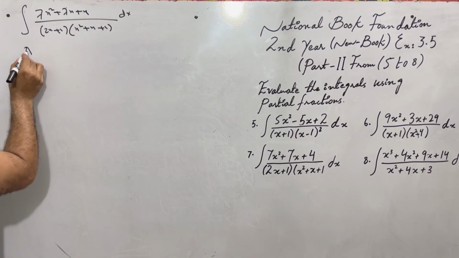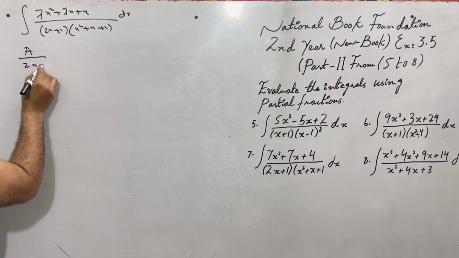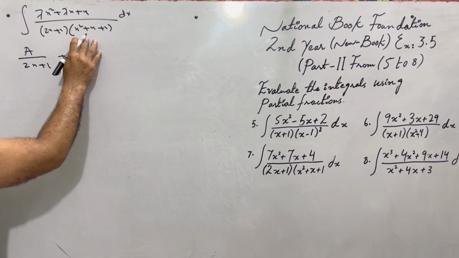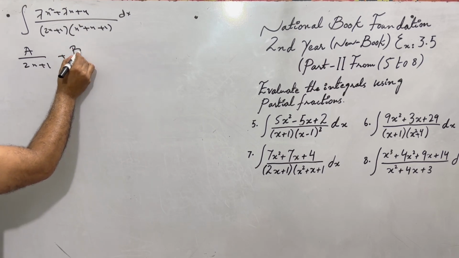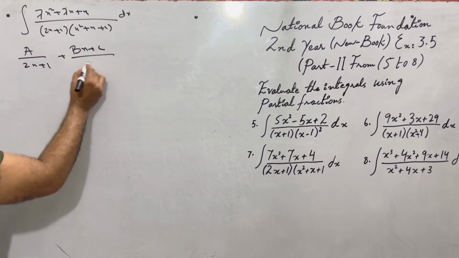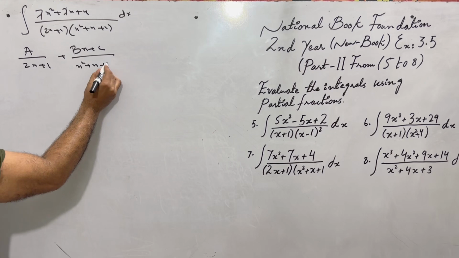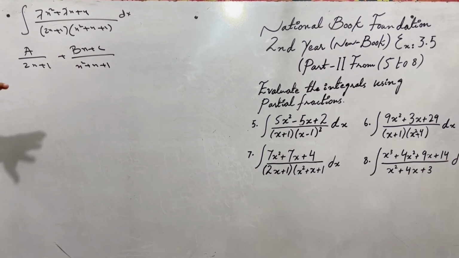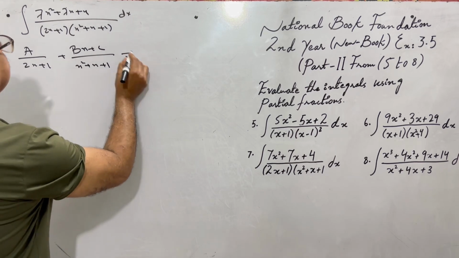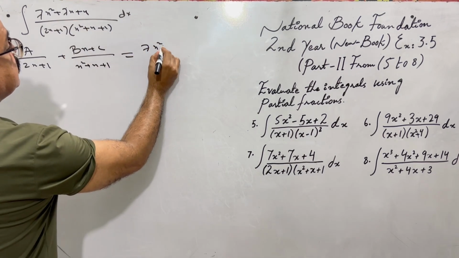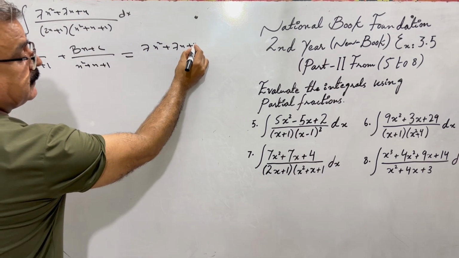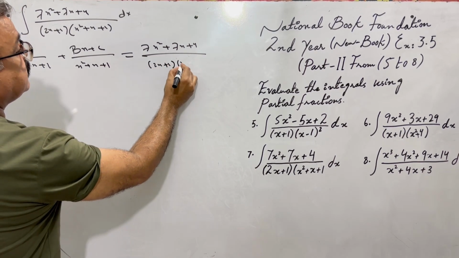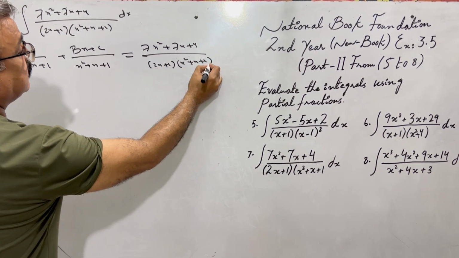A times first factor is linear, good one. Second one is quadratic irreducible. That is the strategy, bx plus c divided by x square plus x plus 1, because the degree difference must be 1 in case of partial fraction. This one same, 7x square plus 7x plus 4 over 2x plus 1 times x square plus x plus 1.